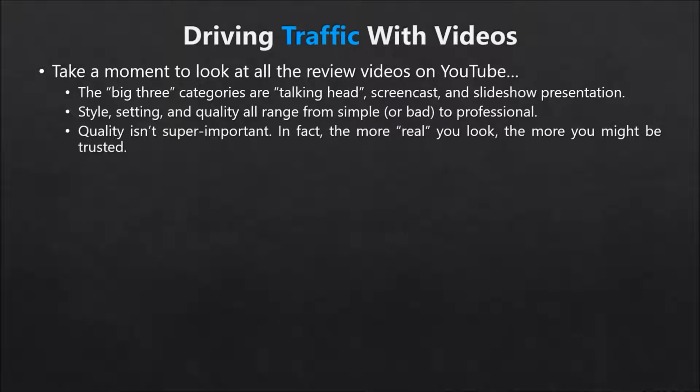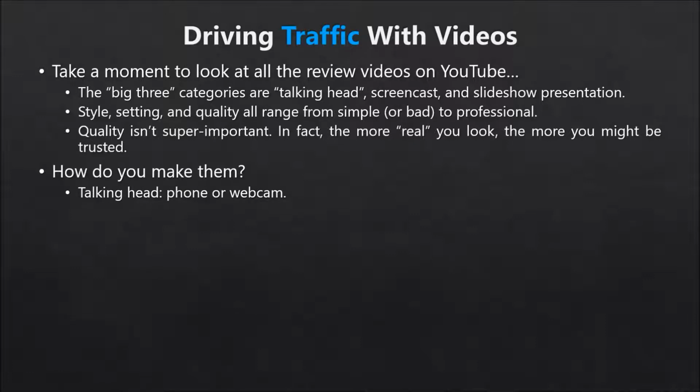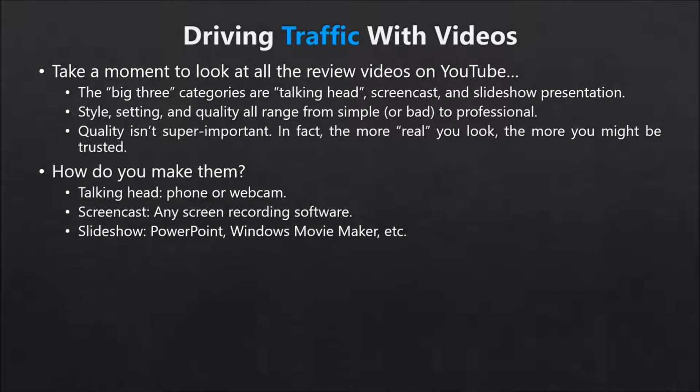So how do you make these videos? Well, that's easy. If you're making a talking head video, you'll just need a smartphone or a webcam. That's literally it. If you're doing a slideshow style video, you can use something like Windows Movie Maker, just insert text and images, or you can even export a PowerPoint presentation to a .mp4 video file. For screencast and screen recording videos, use a screen capture software like Snagit or Screencast-O-Matic.